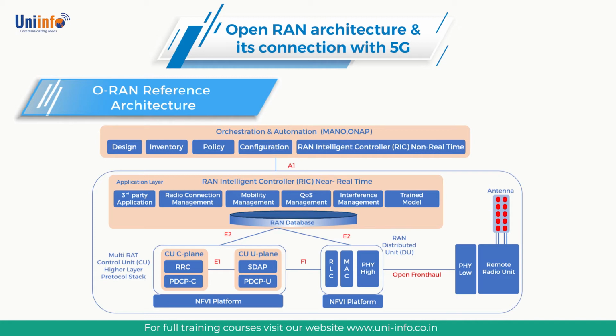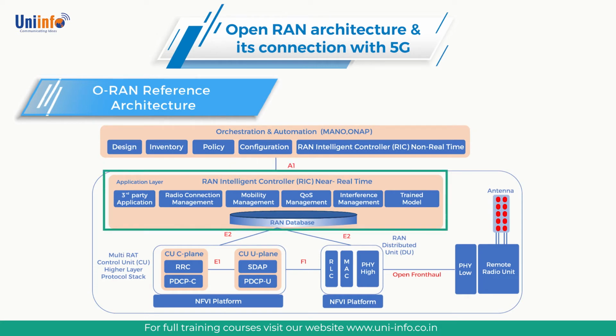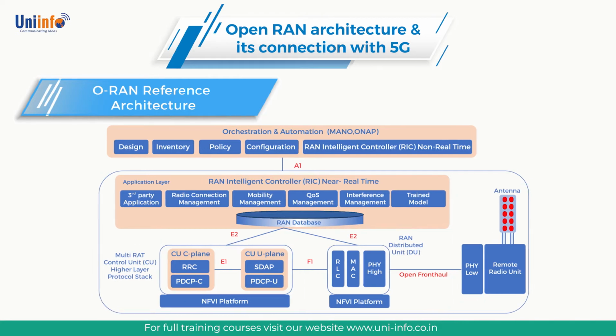The architecture is based on well-defined, standardized interfaces to enable an open, interoperable supply chain ecosystem in full support of and complementary to standards promoted by 3GPP and other industry standards organizations. As we can see in this image, it has functional blocks. First, orchestration or NMS layer with non-real-time RAN intelligent controller. Second, RAN intelligent controller near real-time function layer. Third, multi-RAT CU protocol stack function. Fourth, DU and RRU function.